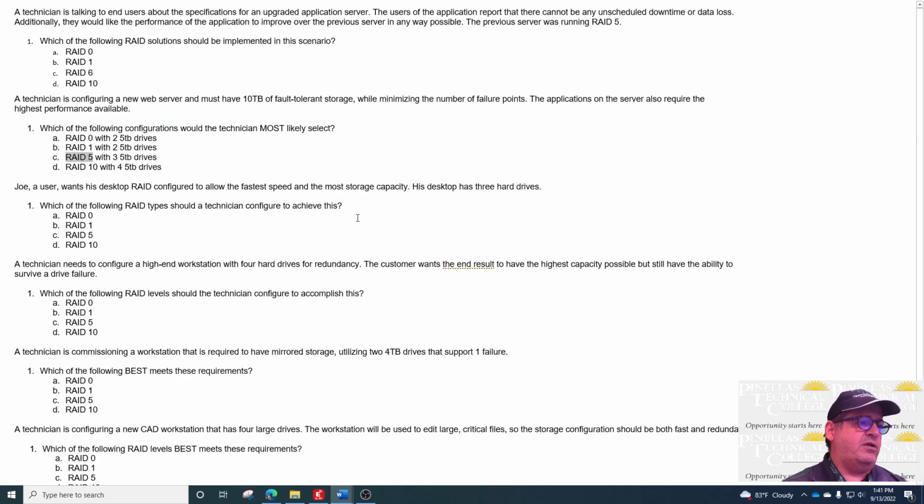Alright, so Joe, a user, wants his desktop RAID configured to allow the fastest speed and the most storage capacity. His desktop has 3 hard drives. Alright, so fastest speed, most storage capacity.